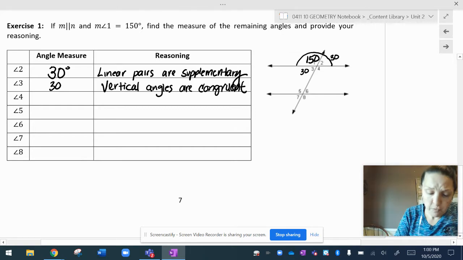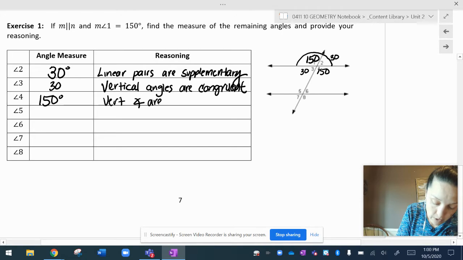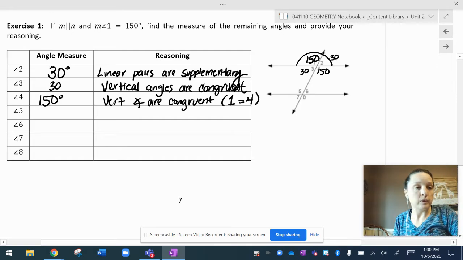And then we can just go from here. Now, how would I know what 4 is? Well, I'm going to go with the easy route. 4 is vertical from 1, so 4 is another 150. And that's again because vertical angles are congruent. And in this case, I'm saying 1 is equal to 4. Okay. Now I got to come down to the bottom.